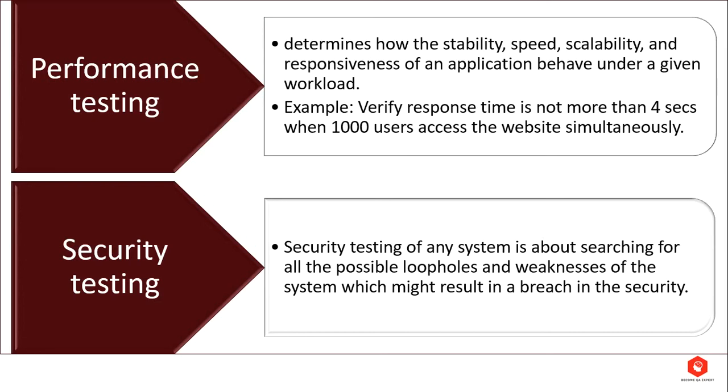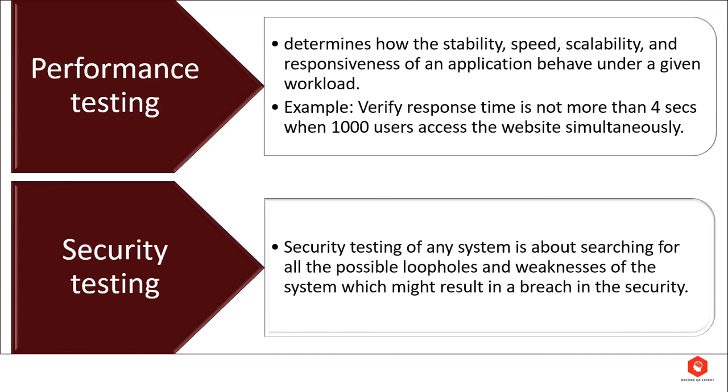For example, you can verify that response time is not more than 4 seconds when 1000 users access the website simultaneously. Verify response time of the application under load is within an acceptable range when the network connectivity is slow. Check the maximum number of users that the application can handle before it crashes. Check database execution time when, for example, 500 records are read or written simultaneously.